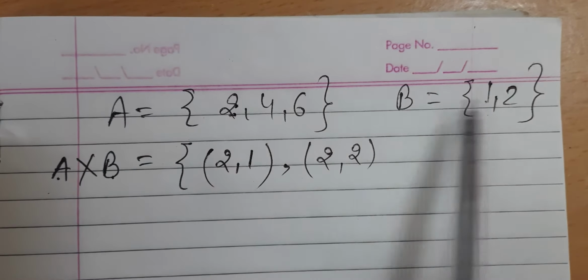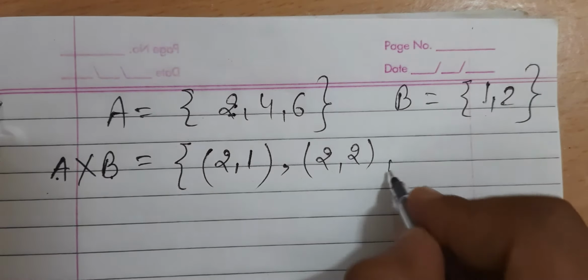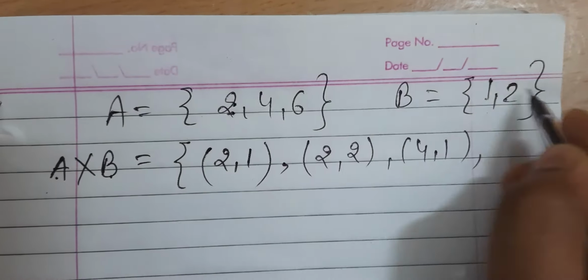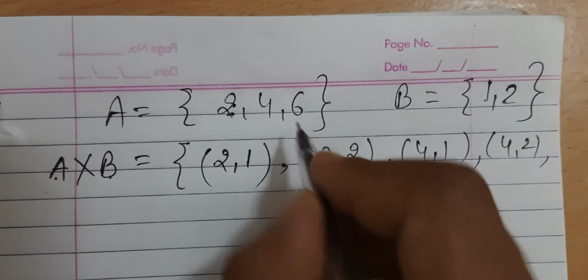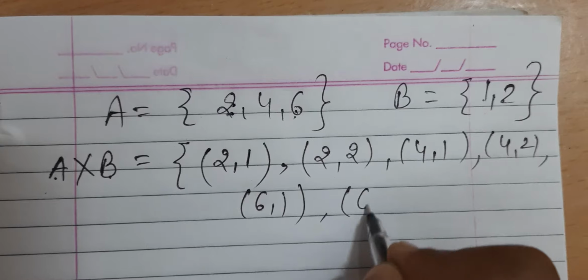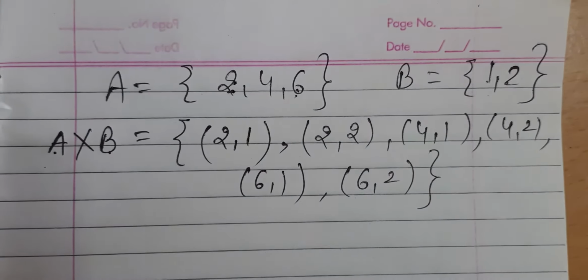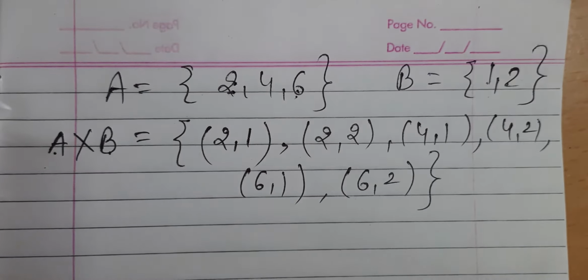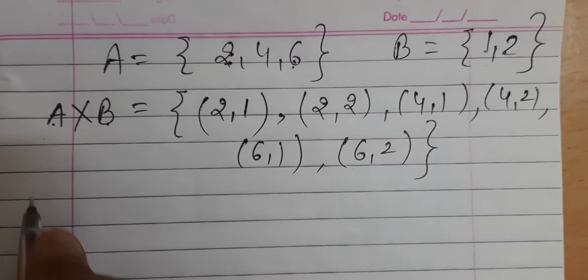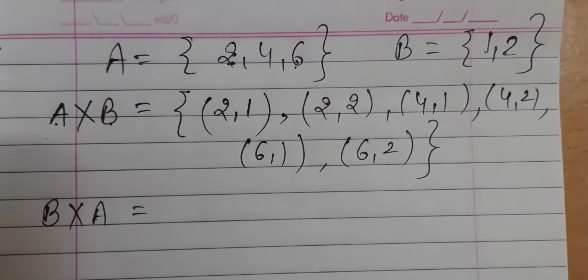So we'll write (2, 1), then (2, 2), then (4, 1), then (4, 2), then (6, 1), and next is (6, 2). So this is the Cartesian product of sets A and B. Now we can also find the Cartesian product of B and A, and let us check whether they are equal or not.